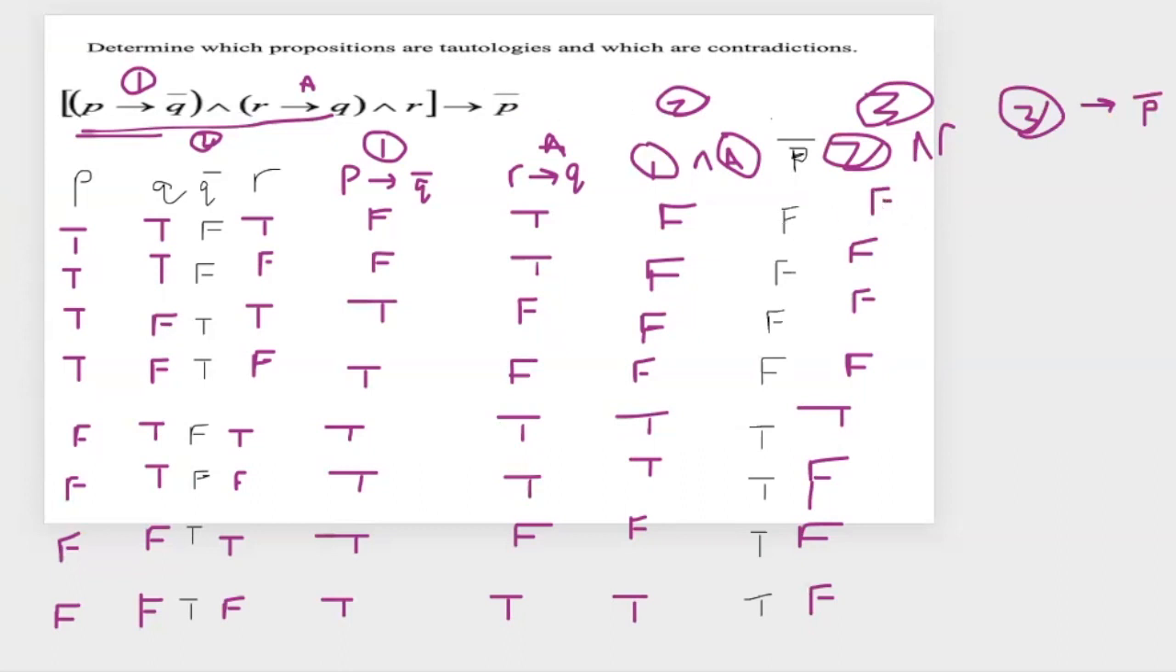So false, false, that's a true. False imply false, that's a true. False imply false, so that's a true. False implies false, that's a true. False imply false, that's a true. True implies true, that's a true. False implies true, that's a true. False implies true, that's a true. And false implies true, that's a true. That's it. It's a tautology.